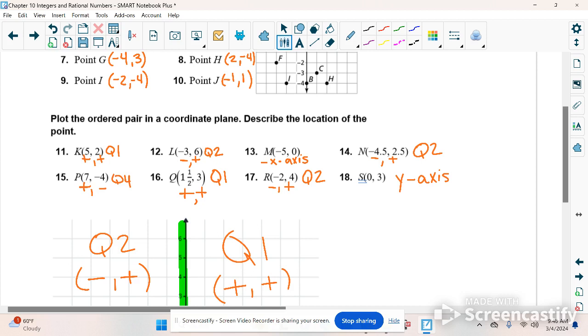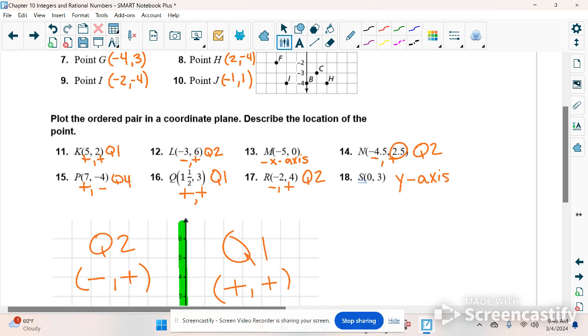Okay. Quick question. What does 0.5 mean? Like, here I have 2.5. It's like half. So it's going to be in the middle. So it'd be between 2 and 3.